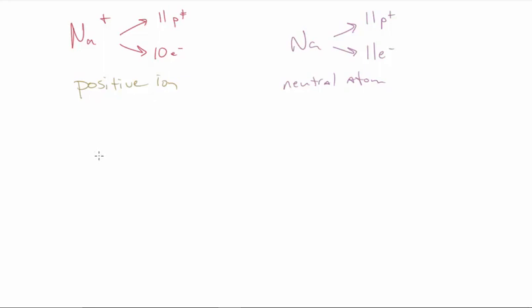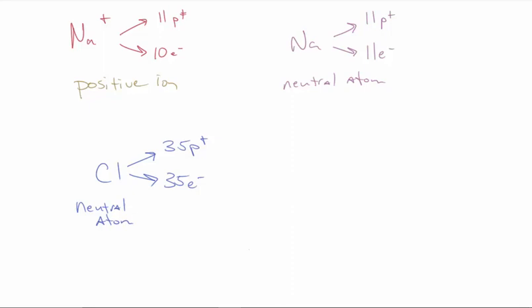Now let's take a look at a negative one. Let's take a look at chlorine. If I've got chlorine as a neutral atom, and you find chlorine on the periodic table, you'll see that it's got an atomic number of 35, and so it's got 35 protons. Which means if it's neutral, protons is equal to electrons. So that means it's 35 electrons.